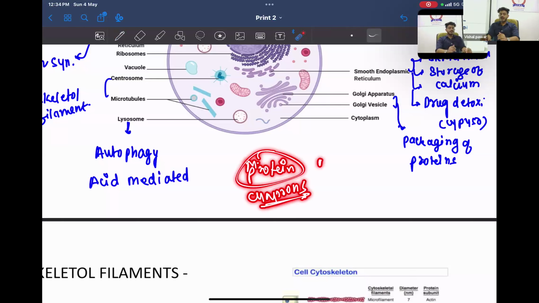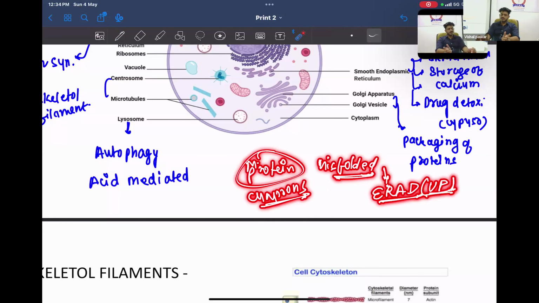Now, sometimes you have misfolded proteins, wrongly made proteins. Body will also make mistakes, right? Those misfolded proteins should be killed in the body, and they are killed with endoplasmic reticulum associated degradation. Via which pathway? Ubiquitin proteasome pathway, that you study in biochemistry. So via this pathway, you are going to kill those proteins.